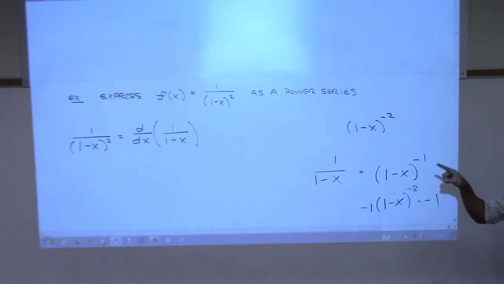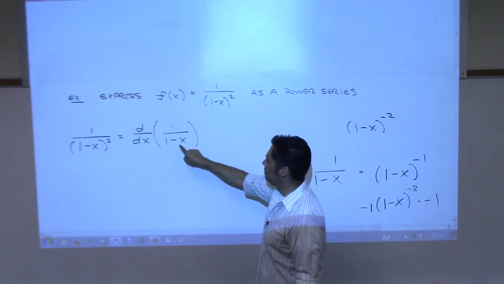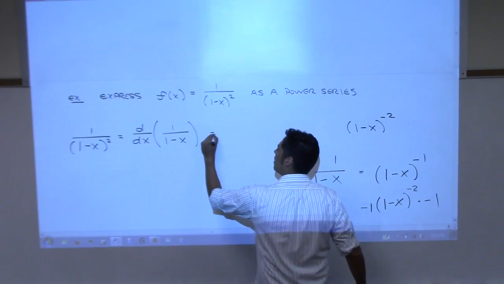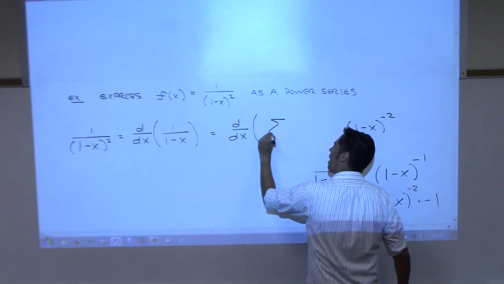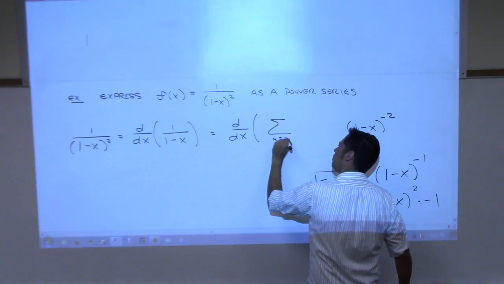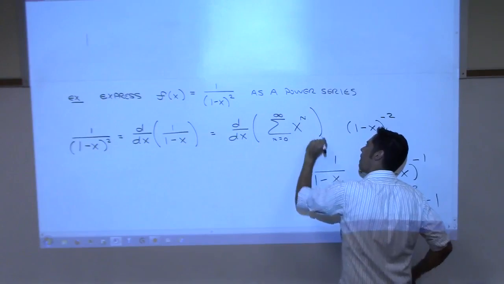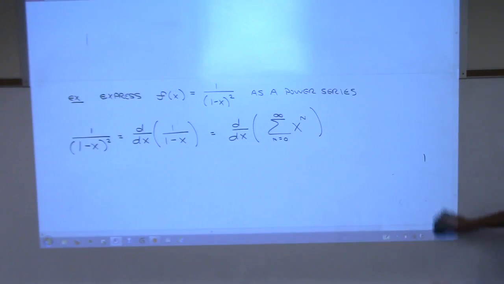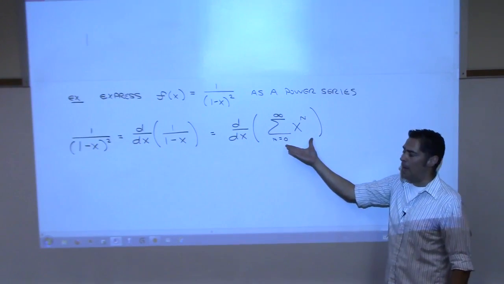Now, the 1 over 1 minus x, you know the power series for it, don't you? So I'm going to say that that's equal to the derivative with respect to x of this power series. And the power series for that's just this, isn't it? Right? That's the power series for that one. And we just learned how to take the derivative of a power series.